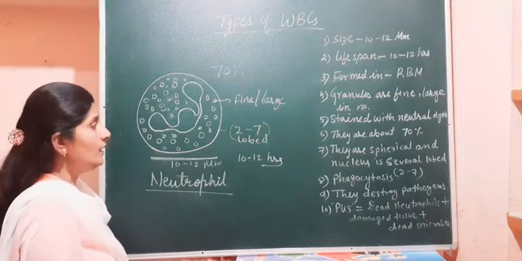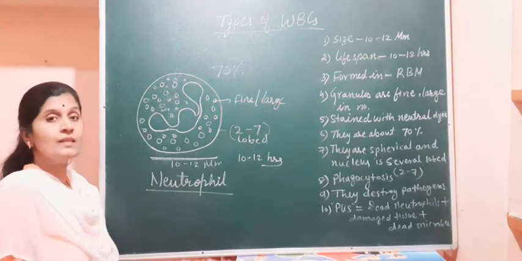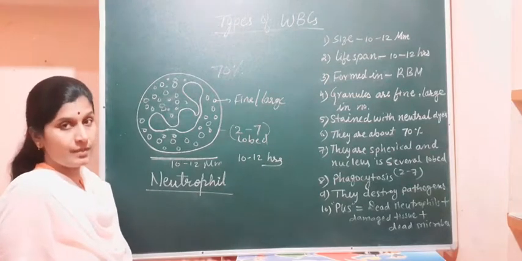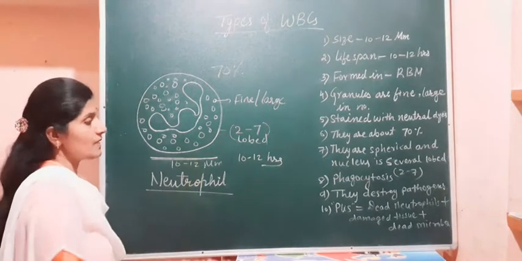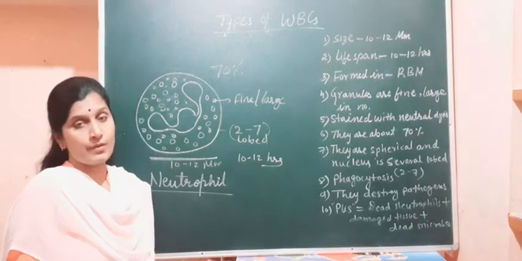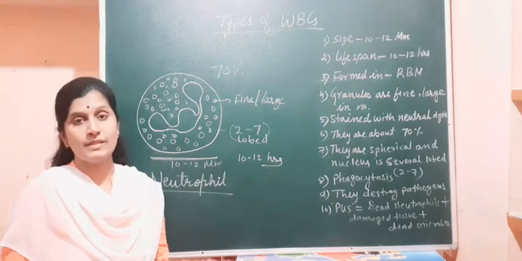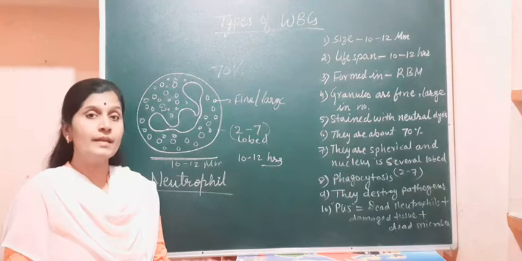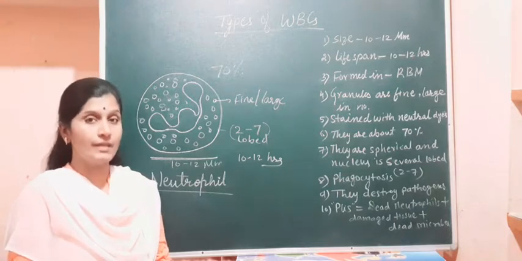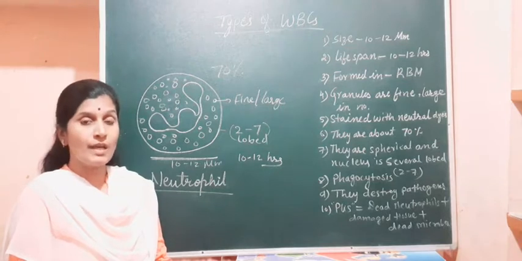Then these neutrophils have a phagocytic nature. Phagocytic nature in the sense what? They can engulf the microbes. If any microbes come nearer to them, they will immediately go towards them and eat, engulf them. So they have quick movement. They can move towards them.